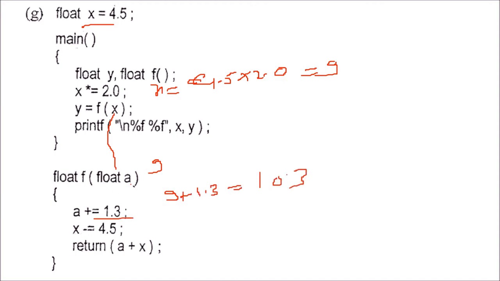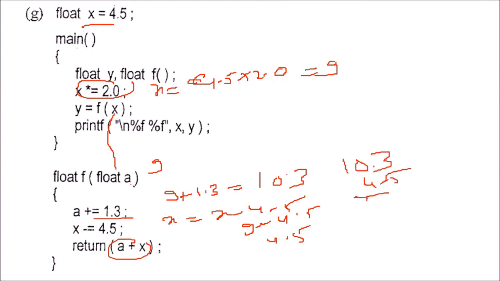This is x minus x is equal to 4.5. X is equal to x minus 4.5. What is x? X has become 9. So 9 minus 4.5 will be 4.5. And you are adding them. So you are adding 10.3 with 4.5. So it will be 14.8. And this x will remain like this, 4.5, and this will remain as 14.8. So x will be 4.5 and y will be 14.8.